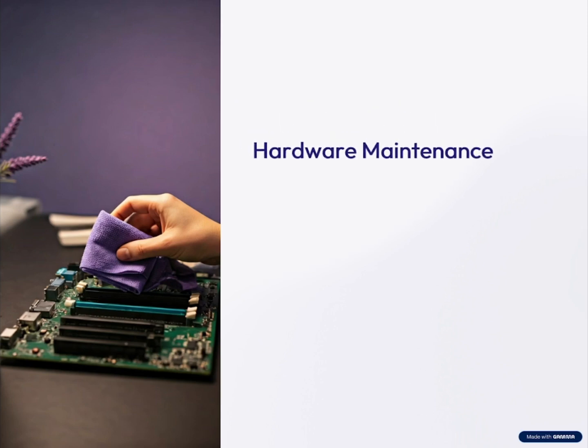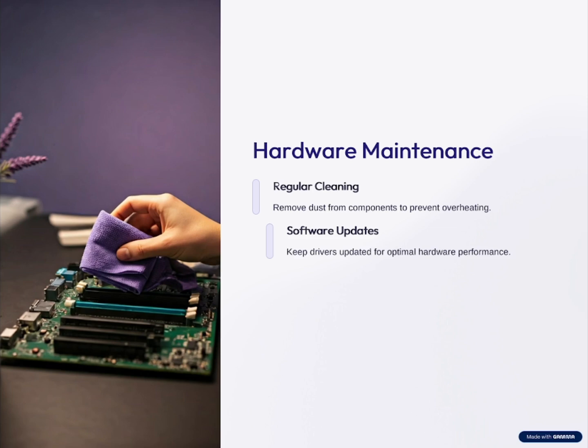Thank you. Now, what is happening is what we call computer maintenance. Computer maintenance will always involve regular cleaning. This will include removal of dust from the computer components to prevent overheating. The second type of maintenance is what we call software update. This is where we keep the drivers updated for optimal hardware performance. The last type of maintenance is what we call physical inspection. This is where we check for loose connections and worn out components within the computer system.